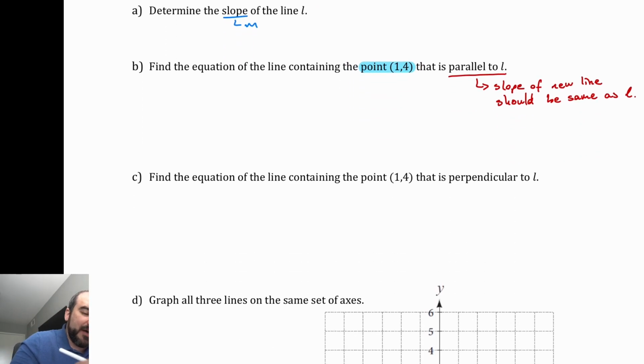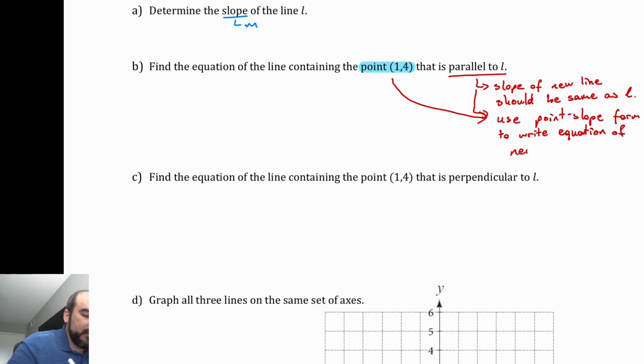Okay, so since we have the point and we have the slope, we're going to use point slope form to write the equation of the new line. Right, so that'll be kind of the steps, because we found the slope, and then we're given a point. Because it's parallel, we just use that same slope from part A, and then we use this new point to write the equation of the line.